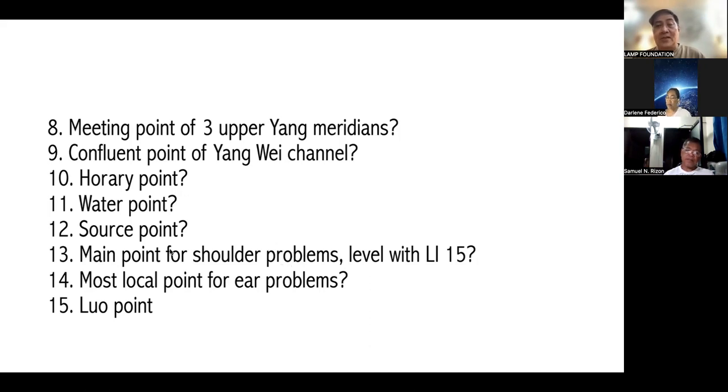So what is the point? The Luo point. Feeling ko po mali yung sagot ko dito, pero I'm just gonna try. It's just the pericardium 6. SJ5 po yung sagot ko dun sa Luo. Oh, very good. Congratulations. Yay, tama. Oh, it's good na pwede ka mag-catch up.